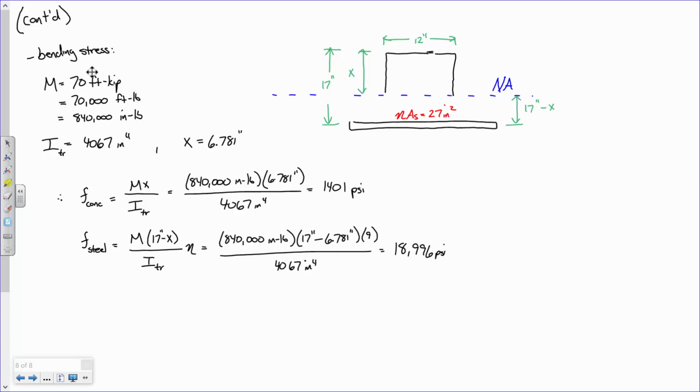Do I have a second on that? Okay. So therefore, the stress in the concrete is 1401 psi, and the stress in the steel is 18,996 psi.